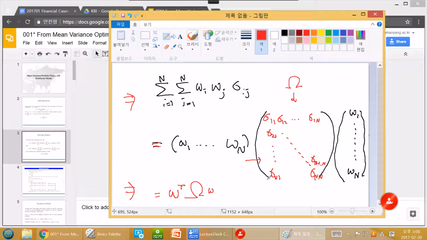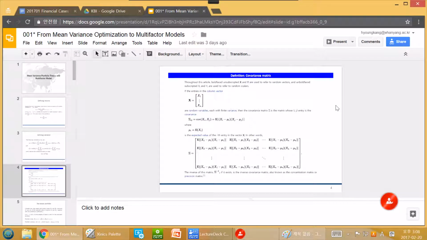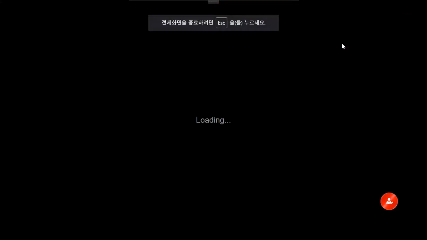the ith asset, ith return, and then the jth return. Suppose we have i, j, it is the covariance between the ith return and the jth return, right? This is i, this is j. So this is the covariance between i and j. All these elements are covariances. That's why we call this the covariance matrix. So if we use this covariance matrix, we can simplify analysis a lot, right? We can save a lot of notation. In the next page, we have more explanation about the covariance matrix.